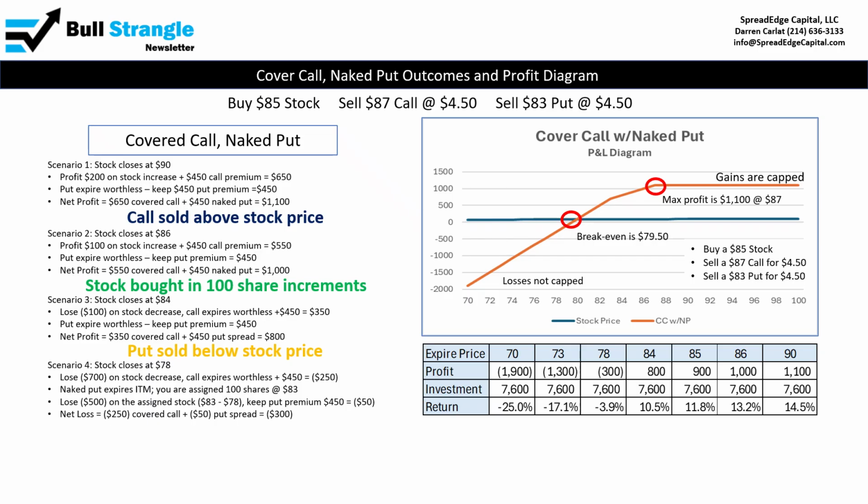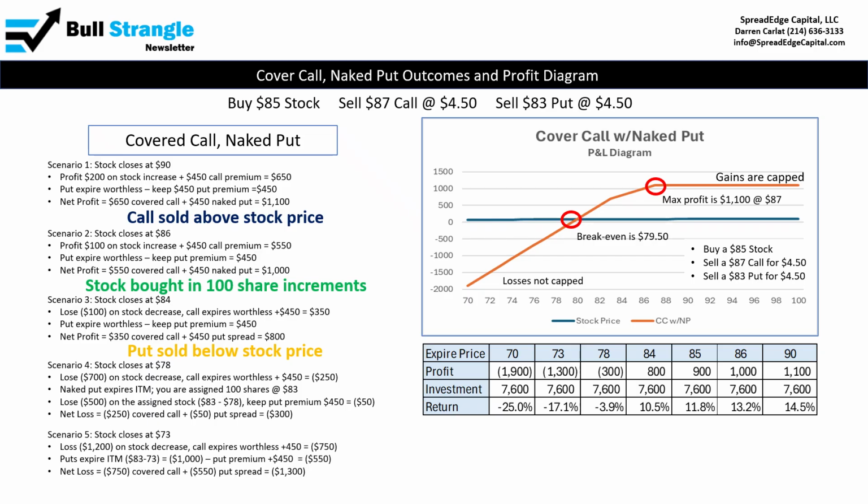Now, if you drop down even further, the reason that I have this 5th scenario in there will become apparent on the very next slide. But in this scenario, of course, we continue to lose money as it drops in price, and our loss goes all the way to $1,300.